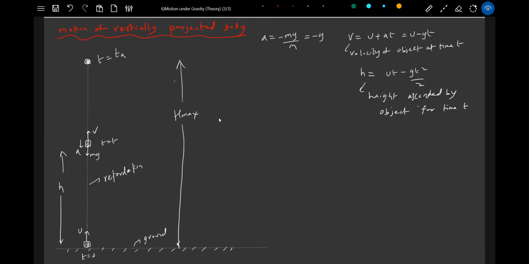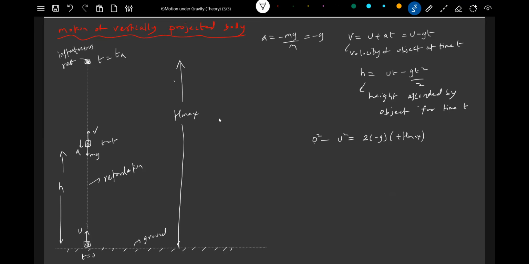For maximum height ascended, we'll apply the equations of motion. Final velocity here is 0. And what about the object? Instantaneous rest here. For a moment it will come to rest here, and again it will fall back. So at the highest point it will be at rest for a fraction of time. I'll call that instantaneous rest. Now we'll apply the formula 0 square minus u square equal to 2 into minus g into plus h max.